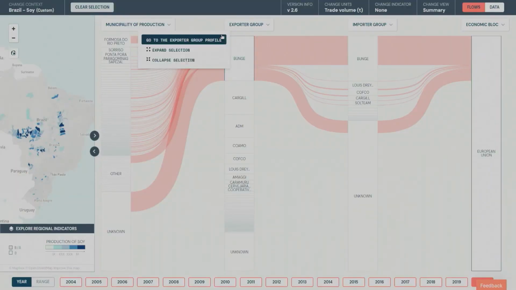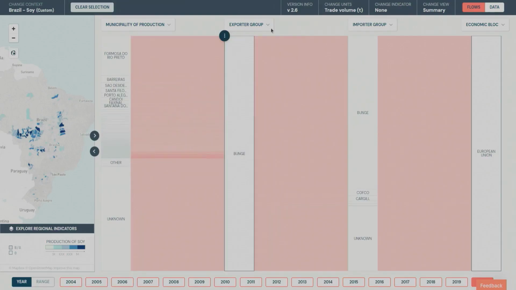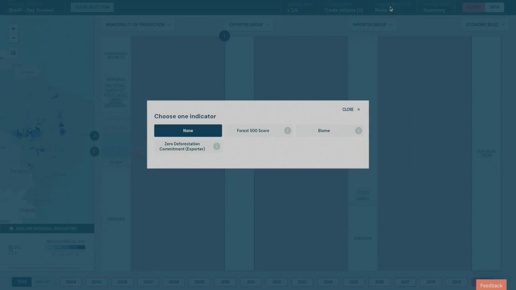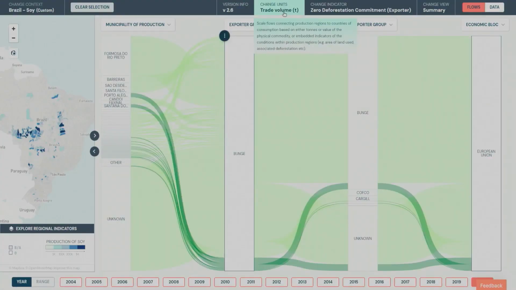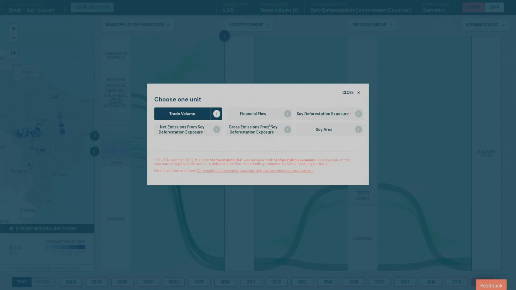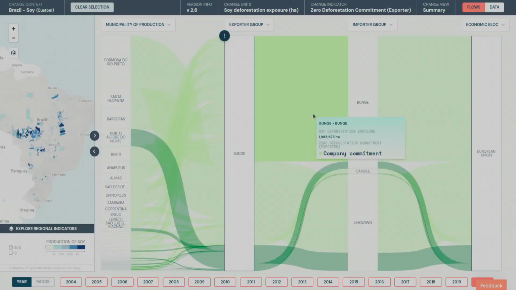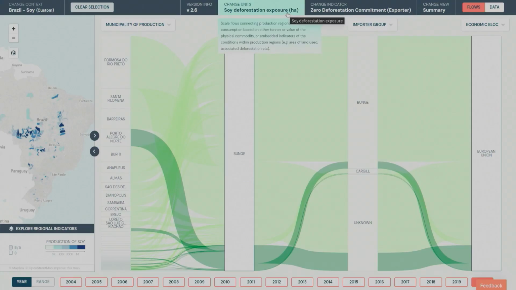You can see in this chart that we call Sankey, quite a fancy one, though not super easy to navigate. We can see, for example, different things associated with these flows, like the zero deforestation commitments assumed by the companies, but also other things like the soil deforestation exposure, emissions, and so on.